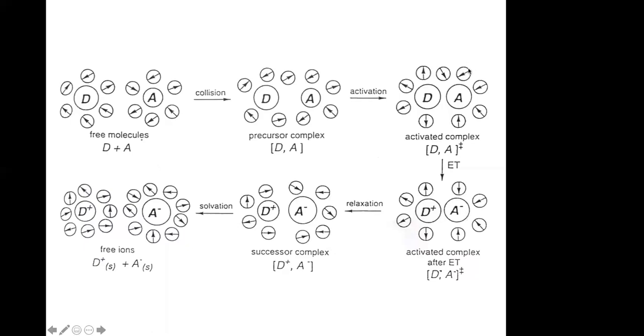And I want to note that there's a mistake in this figure. The surrounding solvent nuclear positions should be identical top to bottom here. For the activated complex, all of the nuclear positions are identical. The only thing that's happening is an electron is moving from D to A, from metal to metal.